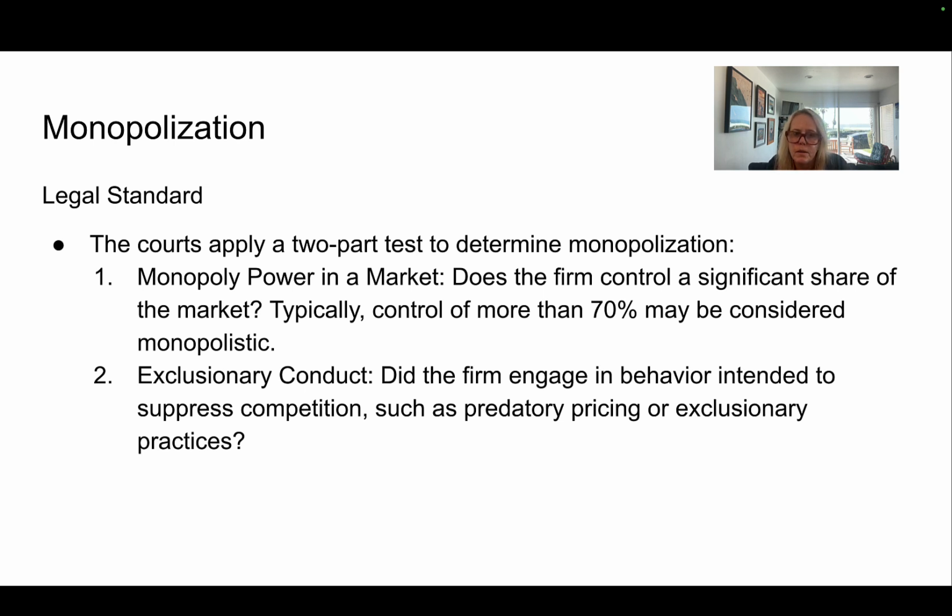So the courts apply a two-part test to determine market monopolization. The first is the monopoly power in the market. Does the company control a significant share of the market, typically more than 70%? And did the firm engage in behavior intended to suppress competition, such as predatory pricing or exclusionary practices, in order to get to that 70% or higher?